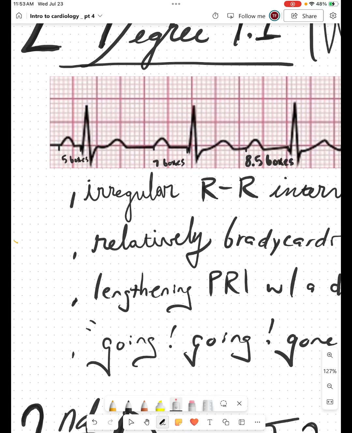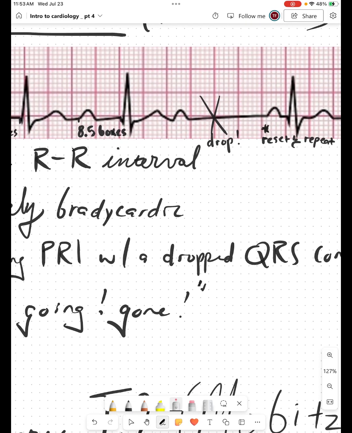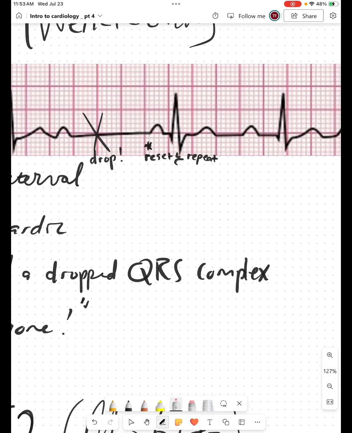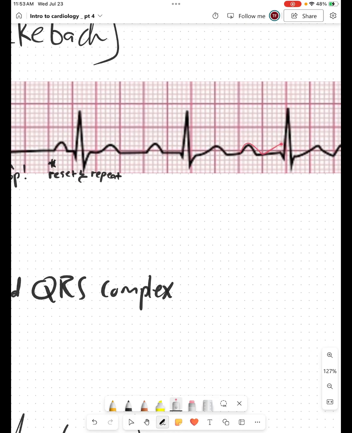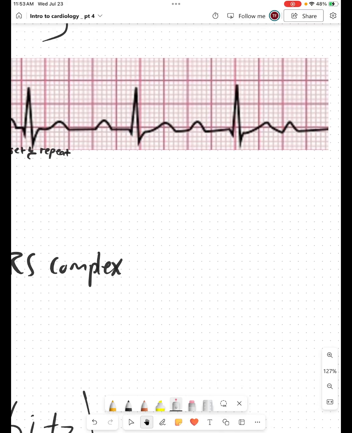So here, I've got it counted out. We got a 5-box PRI, a 7-box PRI, an 8.5-box PRI, dropped. So here we got our P wave, and then there's no QRS. That means it's just the atria depolarizing, and it fails to depolarize the QRS. It's not there, it's missing. And then it resets and it repeats. So it's going to be long, longer, longest, and then I'm assuming it would drop.